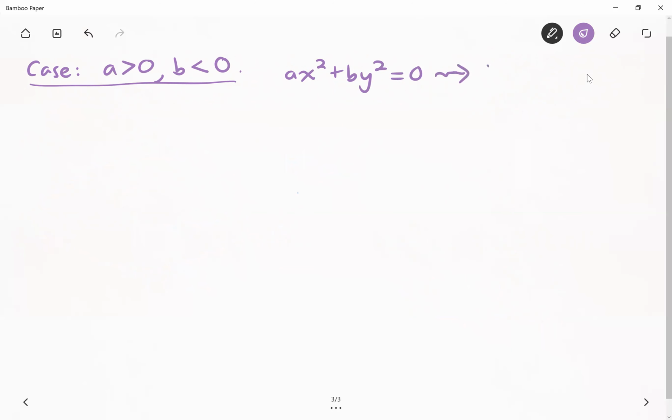All right, so for our next case, let's do the case where A is greater than 0 and B is less than 0. In this case, you can take the equation ax squared plus by squared equal to 1, and you can rewrite it in the form x squared over alpha squared minus y squared over beta squared is equal to 1.